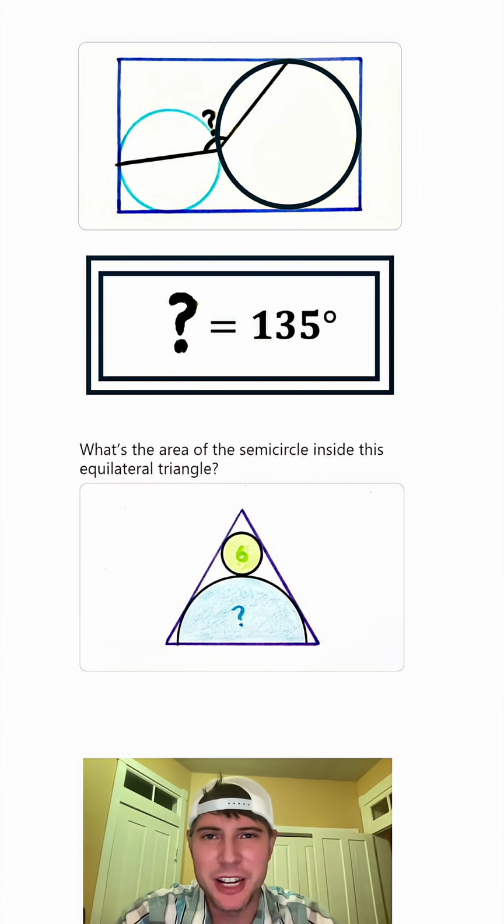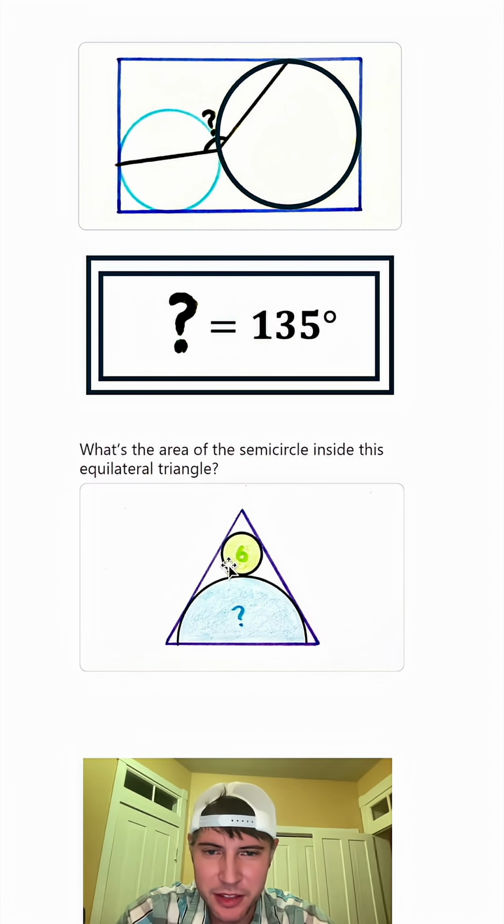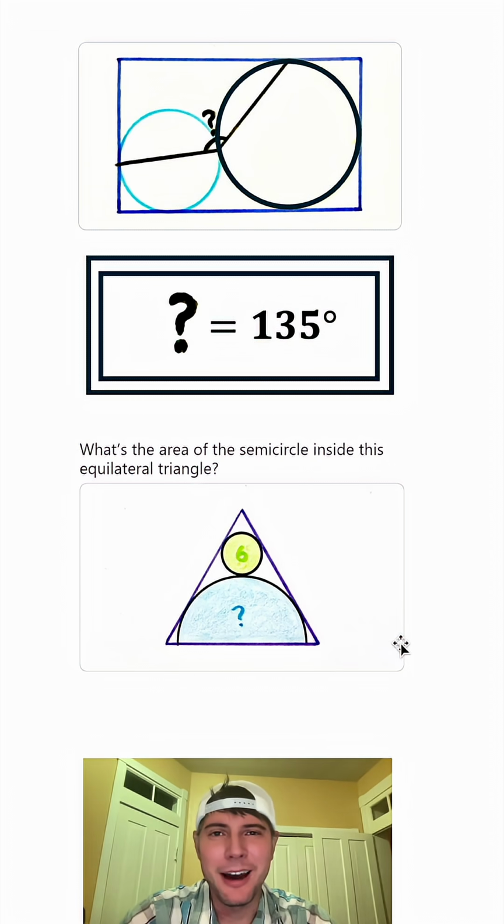This is the puzzle for day 12. It says, what's the area of the semicircle inside this equilateral triangle? So we're given that this circle's 6. We're given that's an equilateral triangle. That's super helpful. And then we're given this semicircle. This will be a fun one. How exciting.